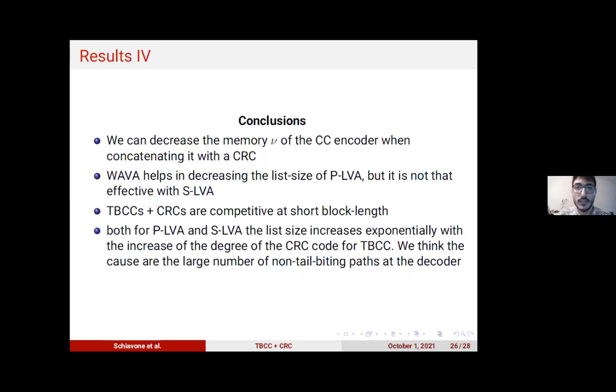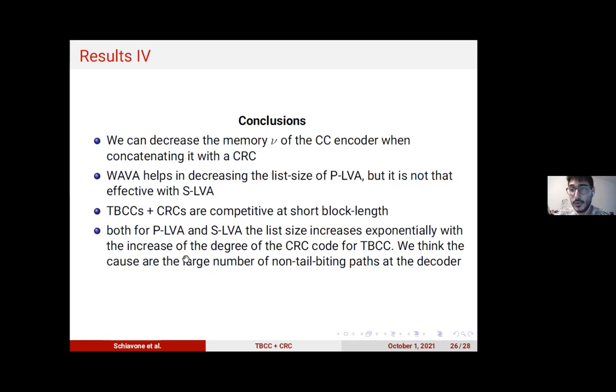Just to conclude, we showed that we can decrease the memory of the convolutional encoder if we concatenate it with a cyclic redundancy check code, as we saw from the results. We saw that the wraparound Viterbi algorithm helps in decreasing the list size, or, for the same list size, can give us better results if we use it with a parallel list Viterbi algorithm, but not with a serial list Viterbi algorithm. And we see that tail biting convolutional codes with cyclic redundancy check codes are really competitive at short block length.